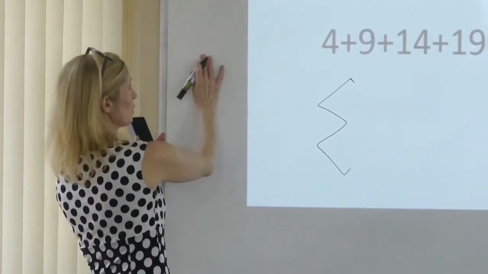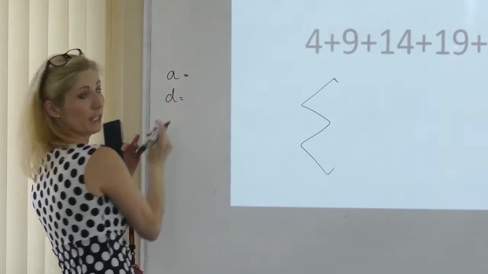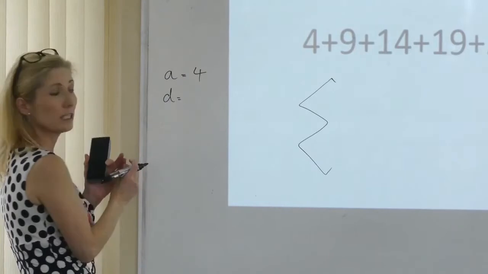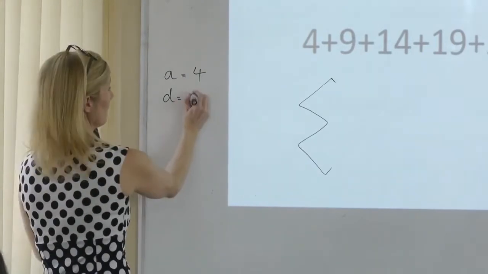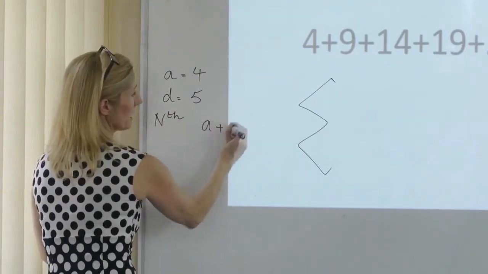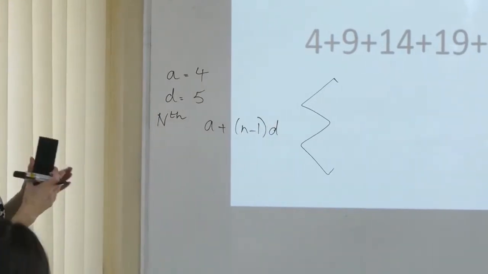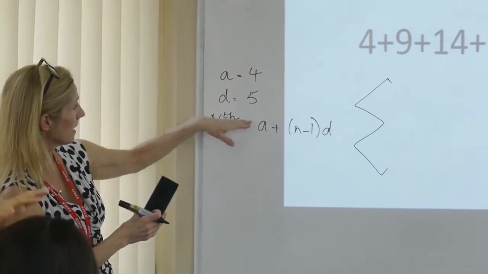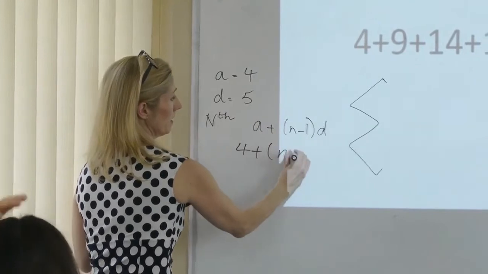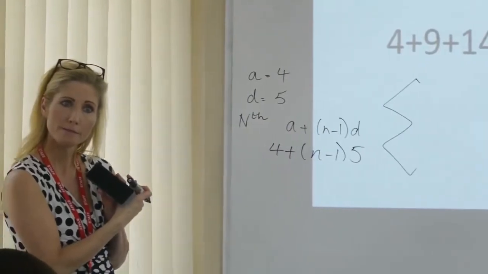Should we do it with the nth term? So what's the A value and what's the D value? What's the A value? 4. A is 4 and the D value is 5. So if we are creating the nth term, the formula that we're using is A plus n minus 1 D. Alright, so if we substitute in, then 4 plus n minus 1 D. Simplify that, what do you get?